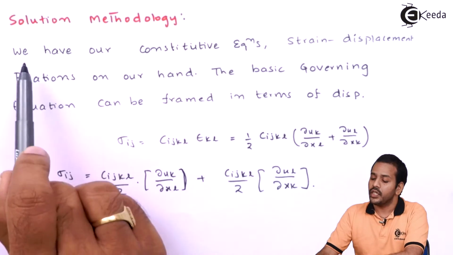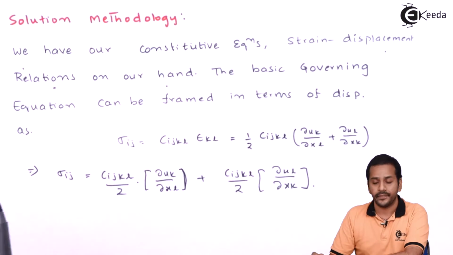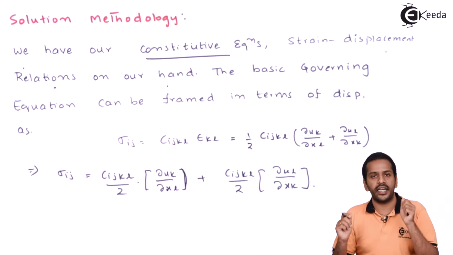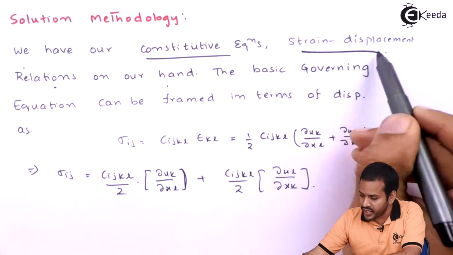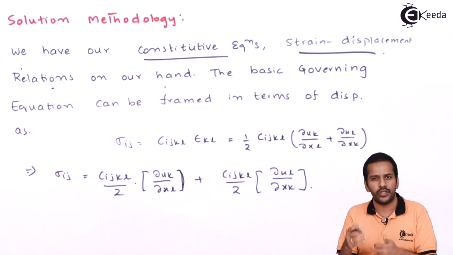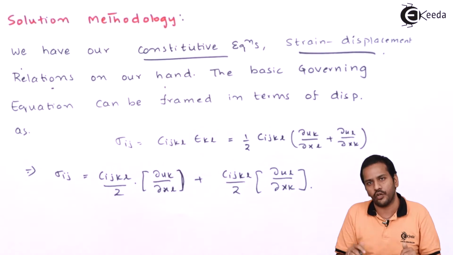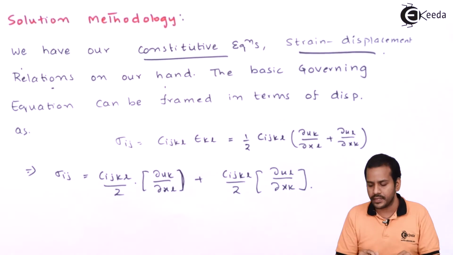The solution methodology. We have our constitutive equations and strain displacement relations at hand. We know the constitutive equations, that is, the relation between the stresses and strains with some preferred elastic constants. And the strain displacement relations: epsilon x is equal to ∂u_x/∂x, epsilon y is ∂u_y/∂y, epsilon z is ∂u_z/∂z. Like that, we have all these relations for the normal strains and the shear strains.